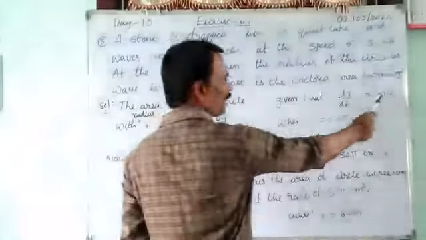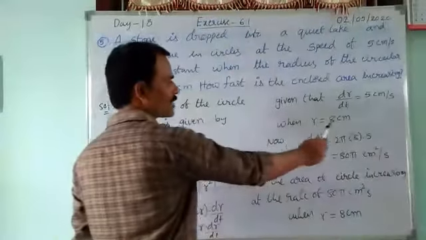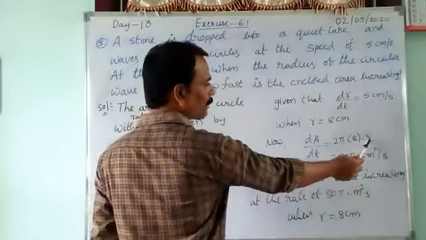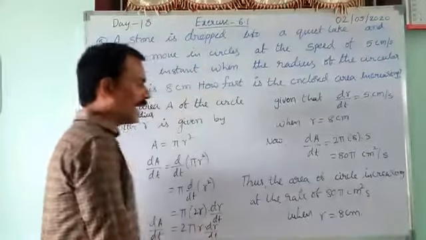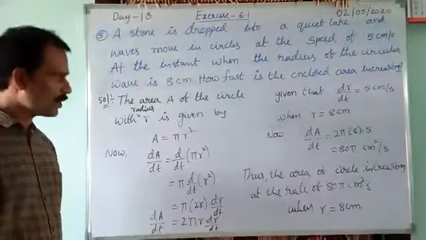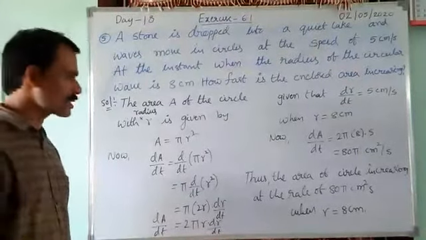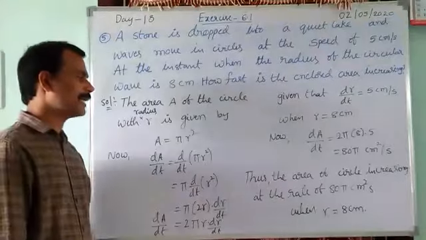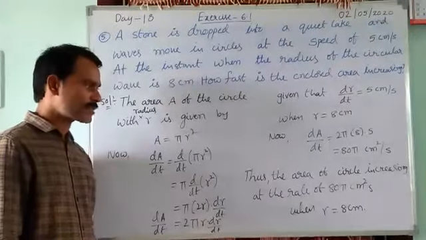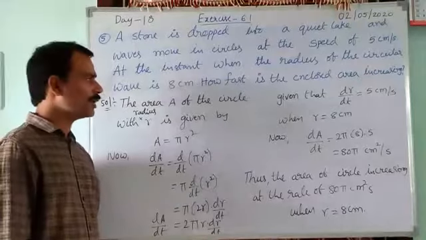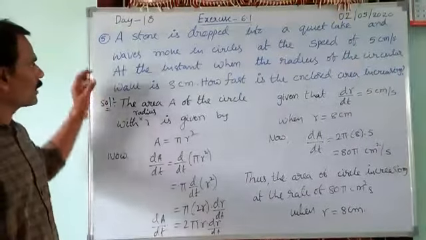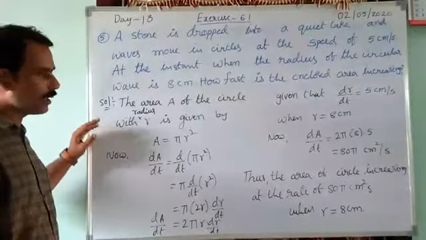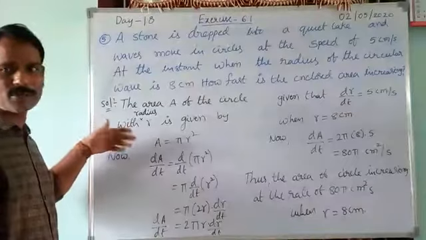dr by dt is equal to 5 centimeter per second, and when radius is equal to 8 centimeter, dA by dt is equal to 2 pi into r value 8, dr by dt value 5, totally 80 pi centimeter square per second. Finally, the conclusion statement: thus the area of a circle is increasing at the rate of 80 pi centimeter square per second when radius is equal to 8 centimeters. So again, read this question clearly, guys, and understand the answer, because we are following the same method.